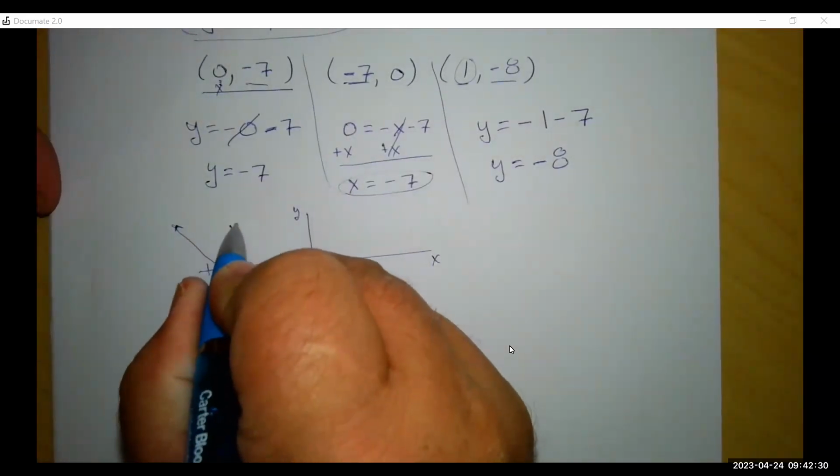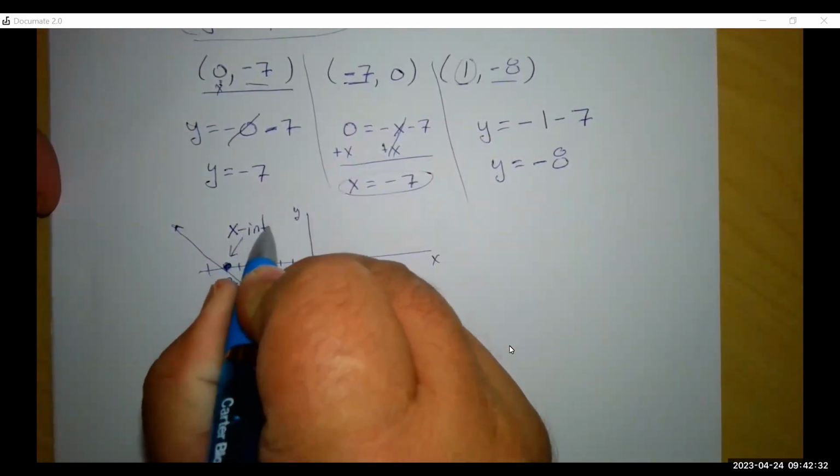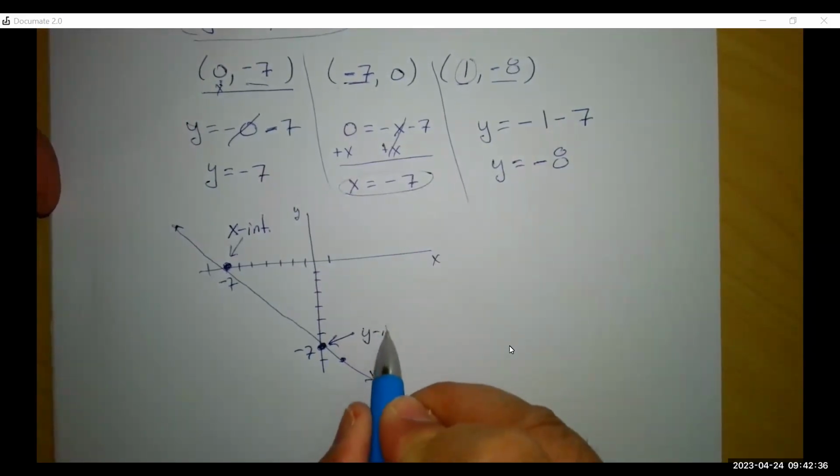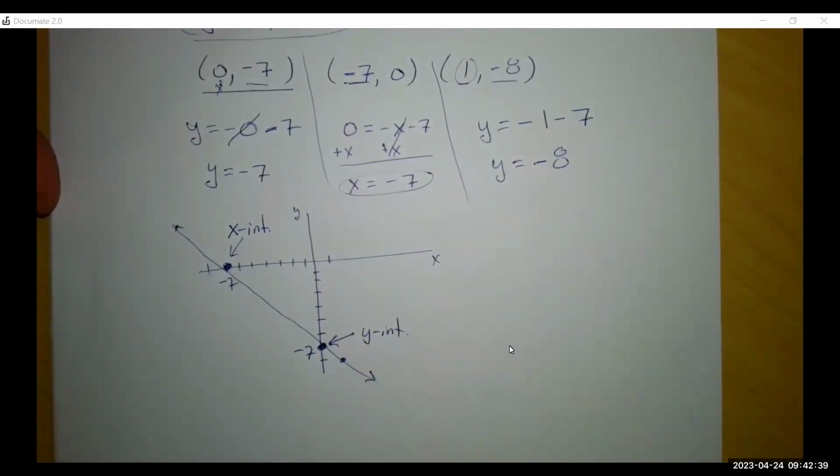This is called the x-intercept because that's where it's crossing the x-axis. This is called the y-intercept because that's where it's crossing the y-axis.